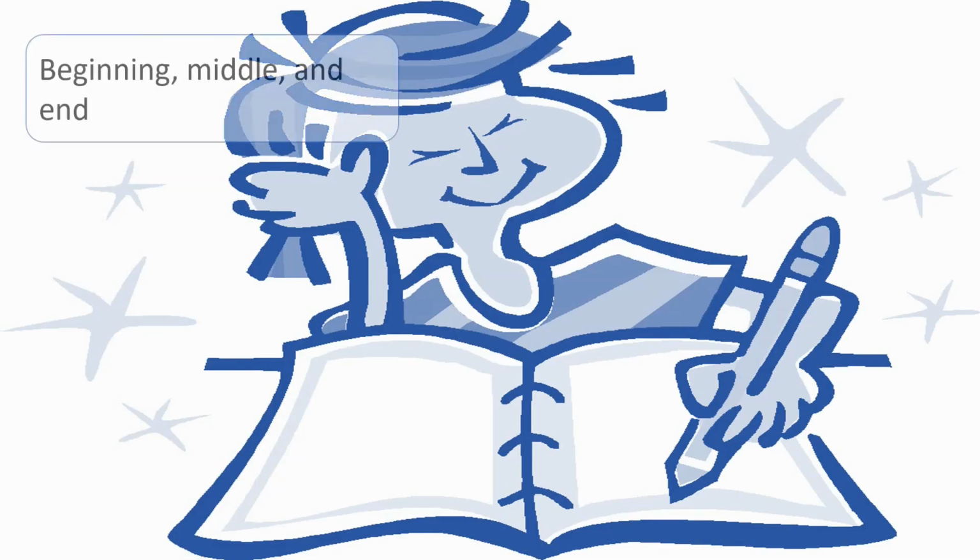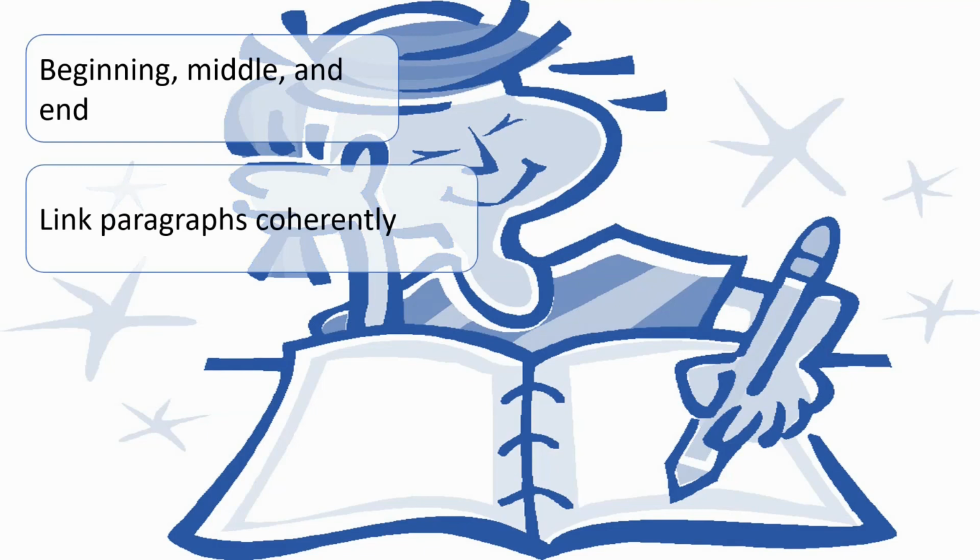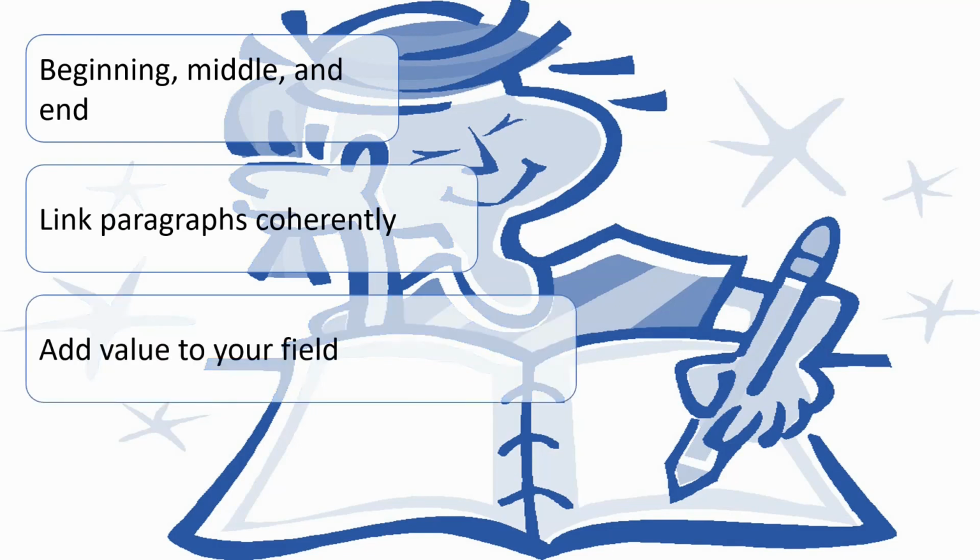In summary, each section has a beginning, middle, and end. Much like sentences, paragraphs must be linked in a coherent fashion too. And use every opportunity to make the reader see the value you bring to your field.